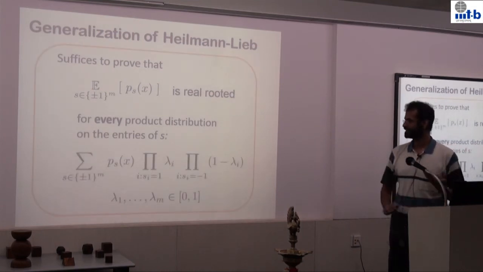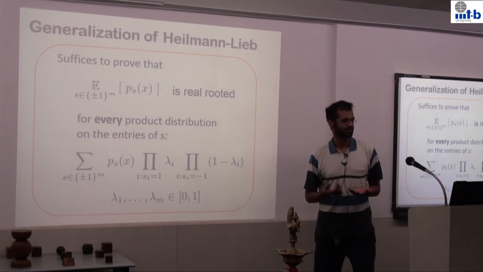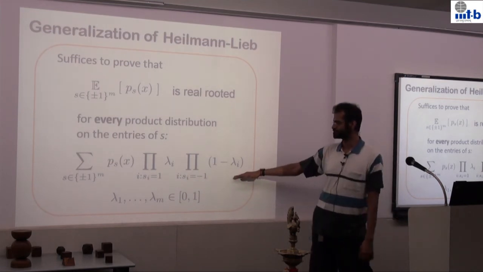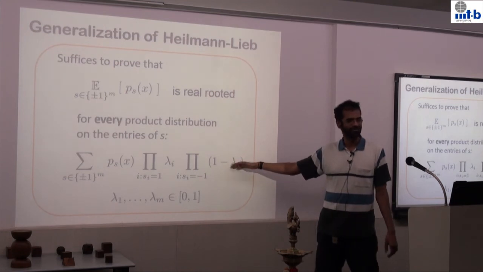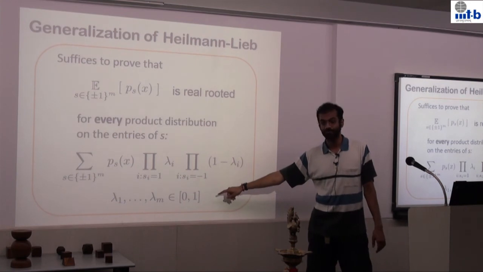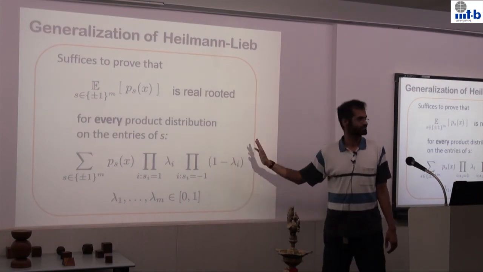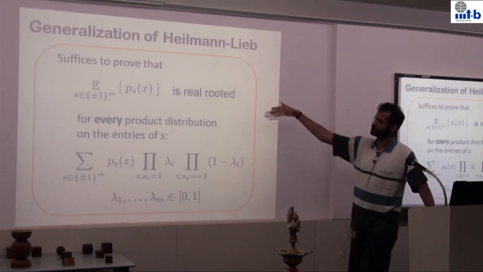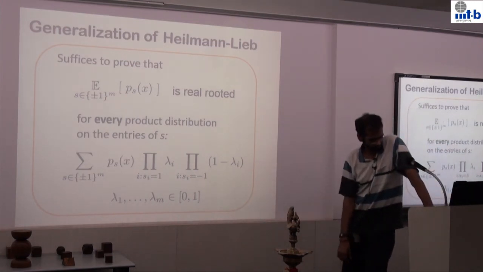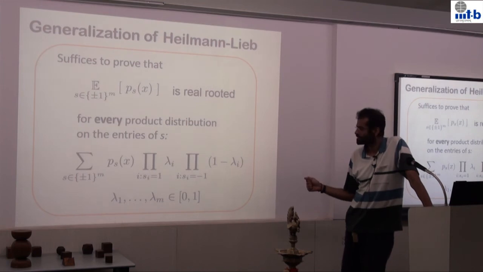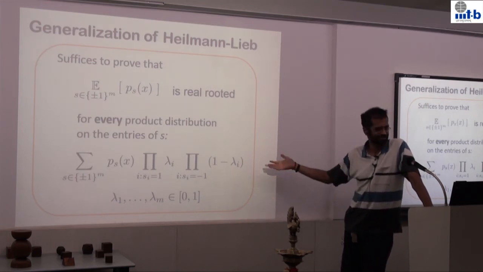And this can be seen as a generalization of Heilmann and Lieb, right? So Heilmann and Lieb showed that when you take the average, when this is a uniform distribution, you get the matching polynomial, and they proved that that has real roots. Now I need to prove that for any product distribution, this has real roots. So you can use it as a generalized matching polynomial. Okay, so I need to prove this. Are there any questions about this statement? Okay, but you can just view it as a generalization of the matching polynomial.